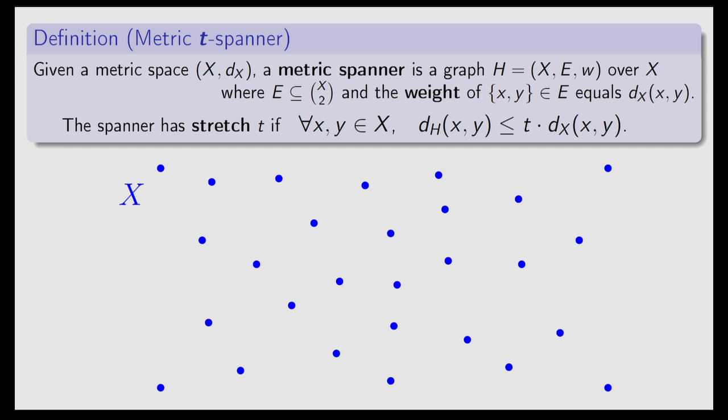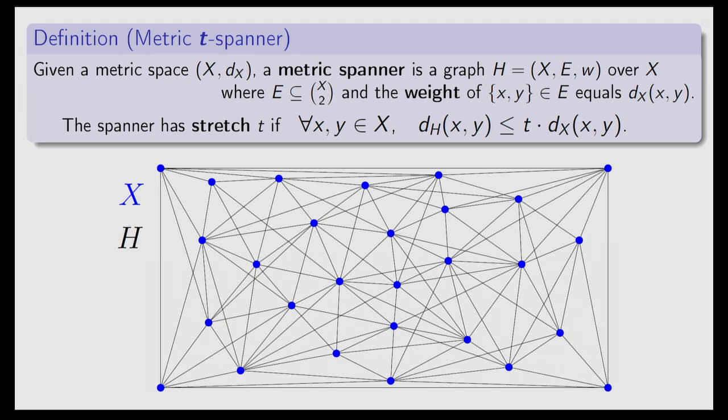You're given some metric space X. And a metric spanner is a graph over these points, such that the weight of each edge is the metric distance. And we say it's a t-spanner, or a spanner with stretch t, if for every pair of points x and y, the shortest path distance in this spanner is at most t times the metric distance.